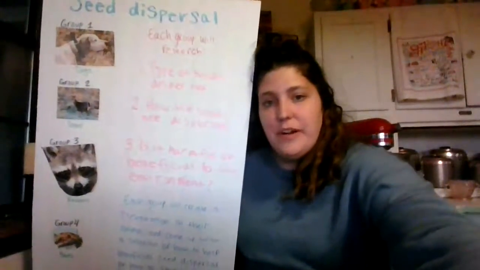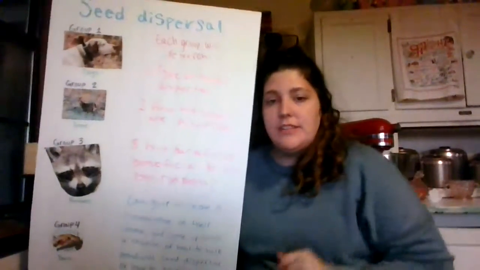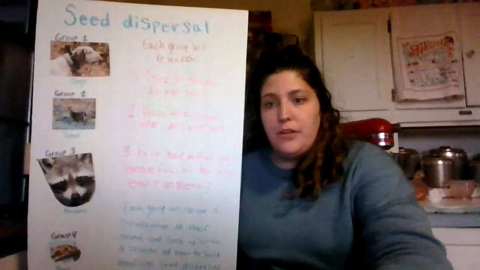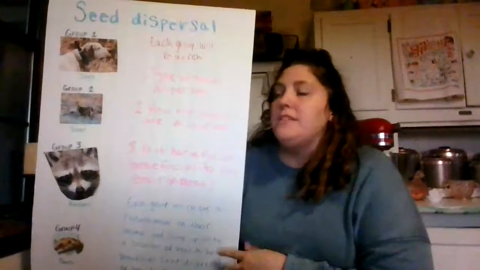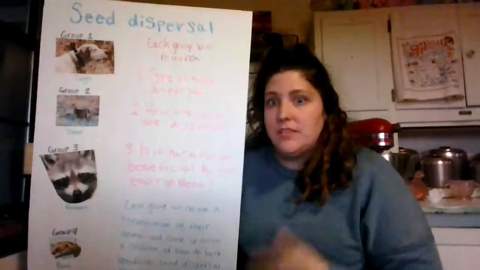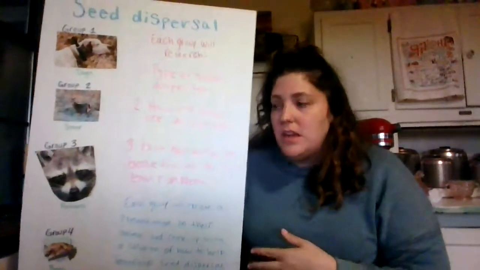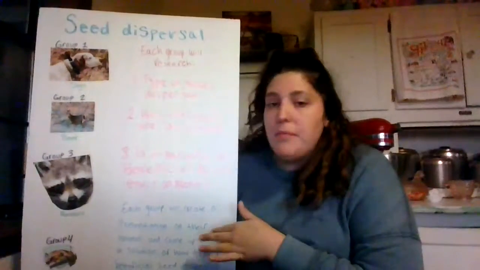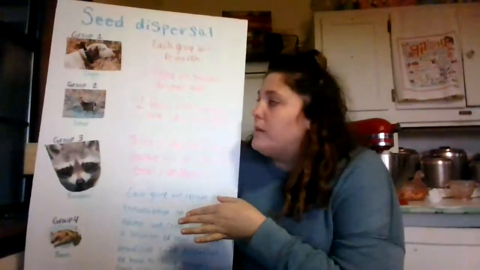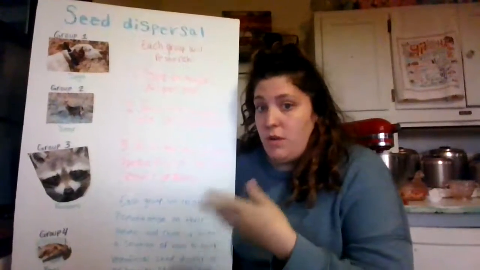Hello. So my learning standard for this activity is to develop a simple model that mimics the function of an animal dispersing seeds. To be able to do that, my students need to understand what seed dispersal is in the first place. So for this activity, I will break up my students into 4 groups, and each group will be assigned an animal that disperses seeds in one way or another.